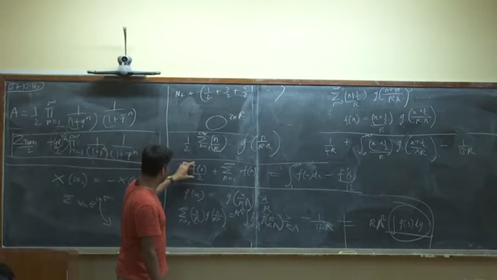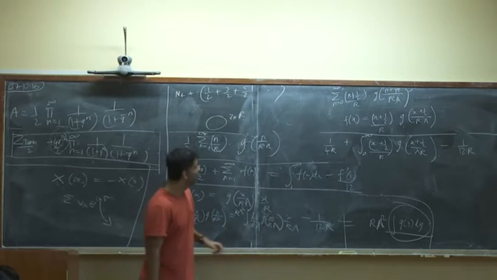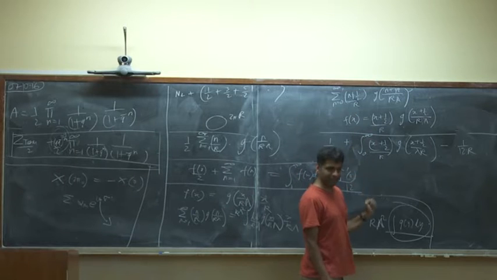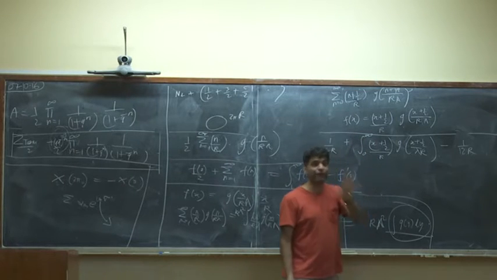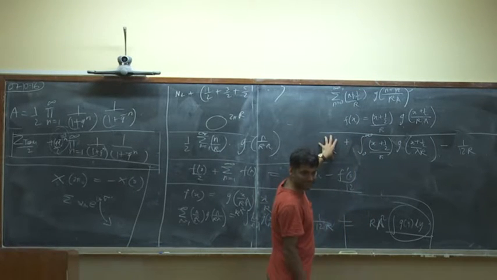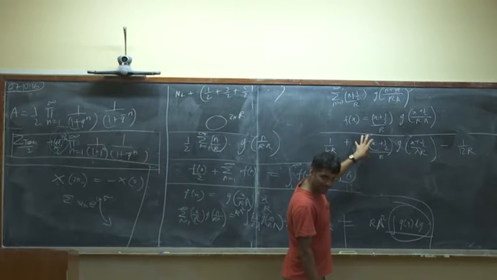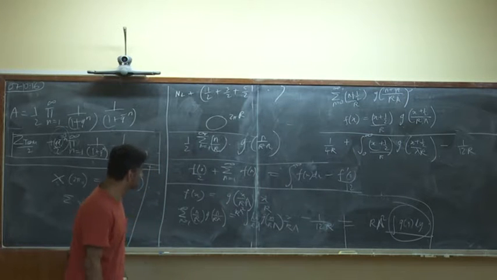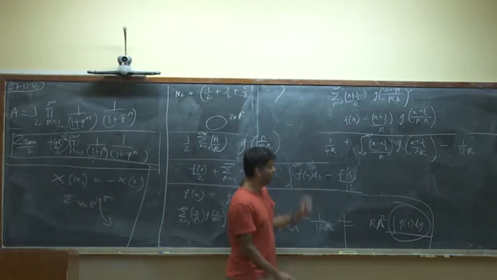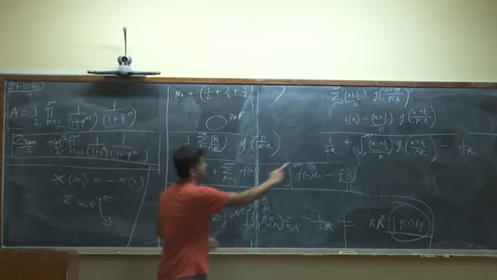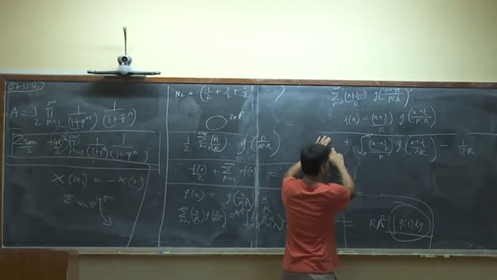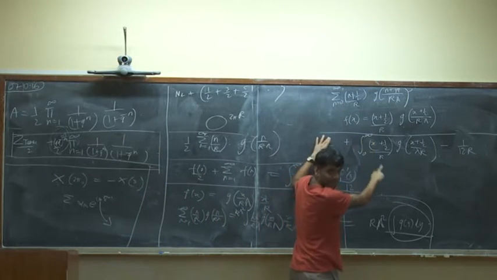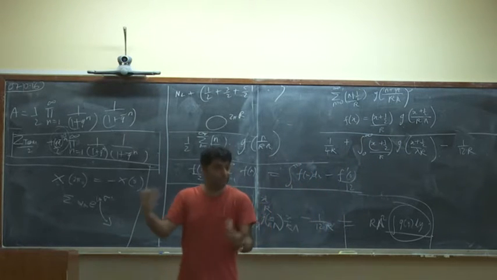In Euler-Maclaurin there was f of 0 by 2 plus the sum n equals 1 to infinity. But now here I had 0 to infinity. So I separated out half of f of 0. That is this piece. Then we got f of 0 by 2 plus the sum over n of f of n, n equals 1 to infinity. So this sum is this plus f of 0 by 2 plus the sum over n of f of n.